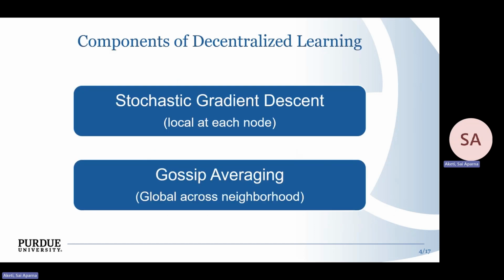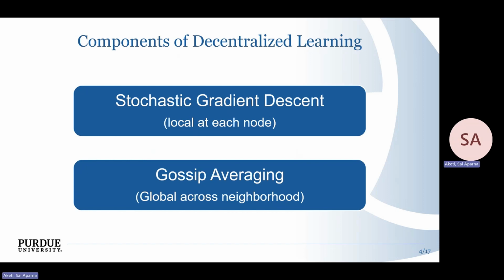The traditional decentralized learning algorithms have two major components at every iteration. The first one is stochastic gradient descent, which is local to each node, where every node computes local gradients using the local data and updates the model parameters. The other one is gossip averaging, which is global across the neighborhood, where every agent averages the information received from the neighborhood.